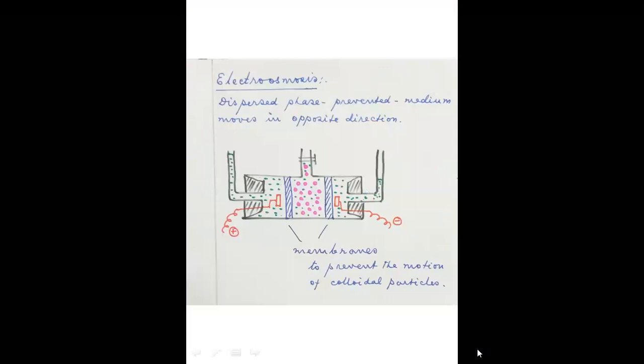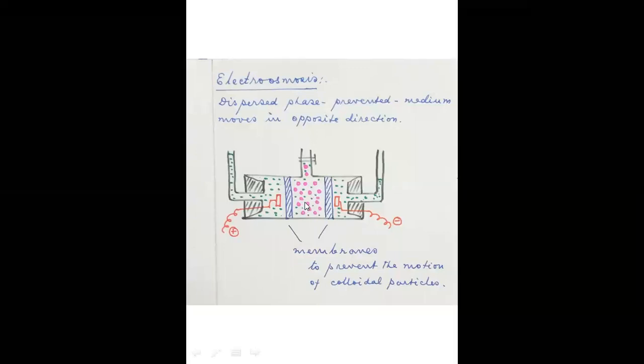This is called electroosmosis. What is electroosmosis? I am just confining the colloidal substance between two membranes, and these two membranes are called semi-permeable membranes, which will prevent the motion of the colloidal particles but will allow the motion of the dispersion medium. So when I apply electricity, what will happen? As the colloidal particles are restricted from motion, the dispersion medium would move in a direction opposite to that which the colloidal particles would have normally taken.